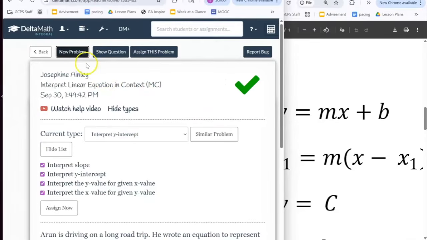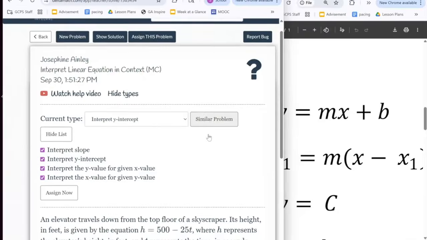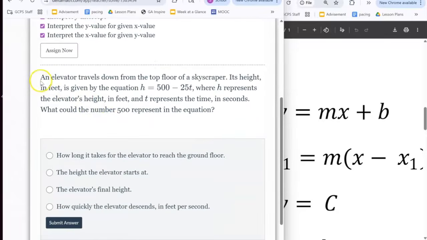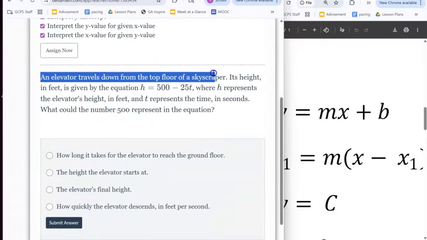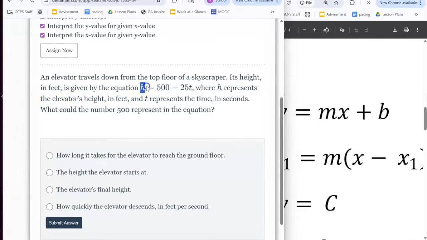Again, I'm going to do another question just in case you need it. So interpret the y-intercept again. An elevator travels down from the top floor of the skyscraper. So it starts up here, then it goes down. So wherever it starts, that's what I'm looking for. Its height in feet is given by this equation. So height is this. So again, this is my slope. It makes sense that it's negative because what does this mean? It's going down. Every t, which is time in seconds, every second it goes down 25 what in height? Feet. It goes down 25 in height.